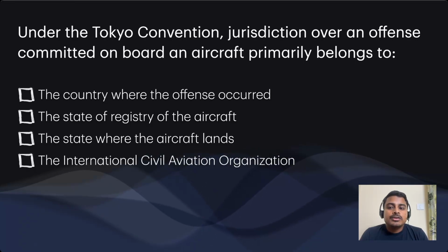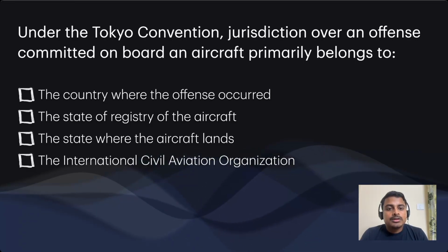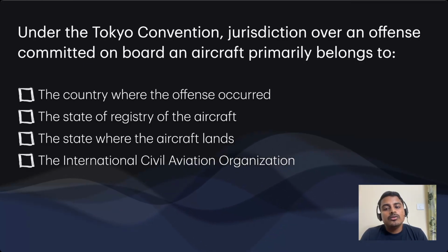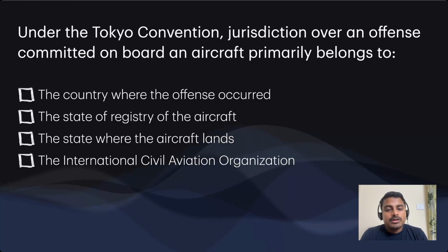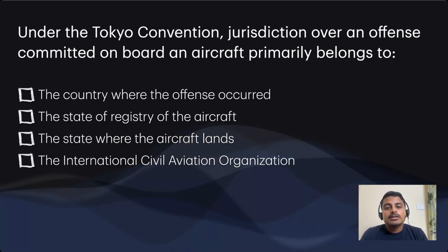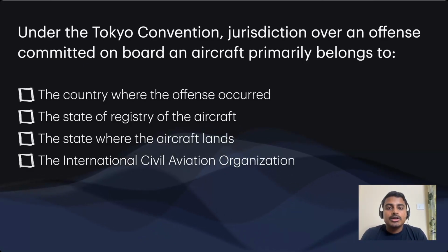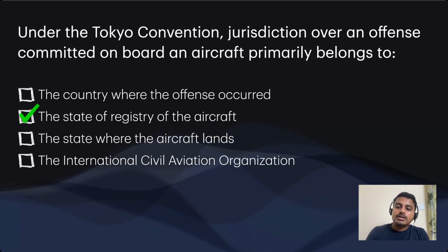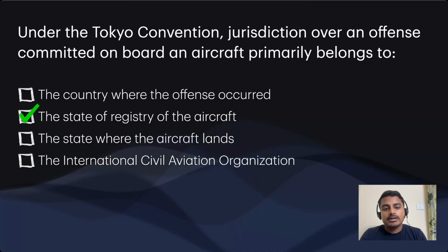So whenever an offense is committed on board, the primary jurisdiction belongs to the country of registration of that aircraft, right? So if the aircraft is registered in India, then India has the primary jurisdiction of that offense which was committed on board. So the correct answer is the state of registry of the aircraft.